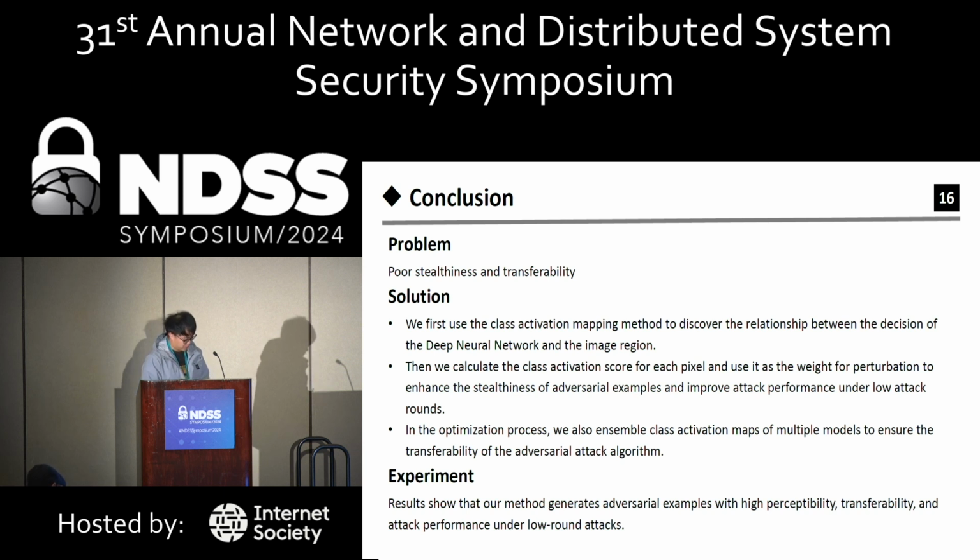We solved 2 problems: poor stealthiness and transferability. To solve the above 2 problems, we first use the class activation mapping method to discover the relationship between the decision of the deep neural network and the image region.